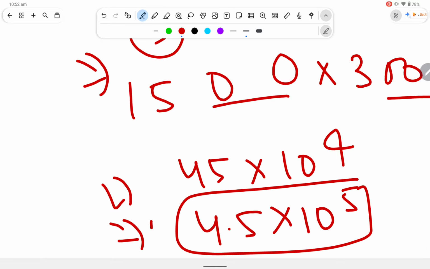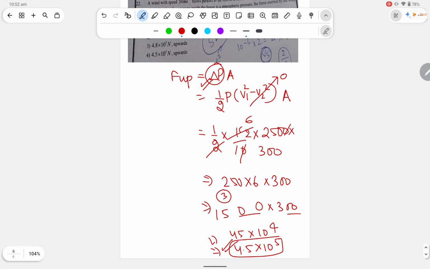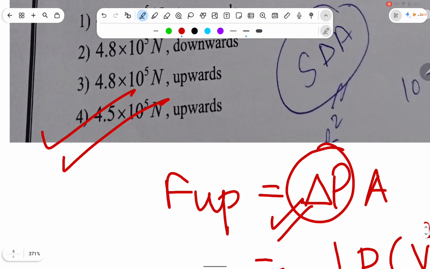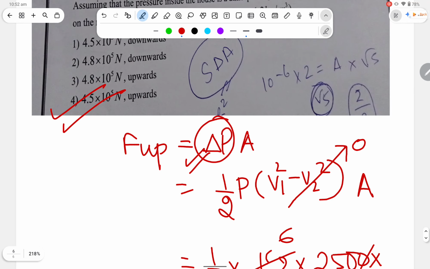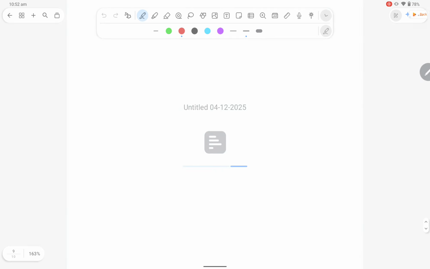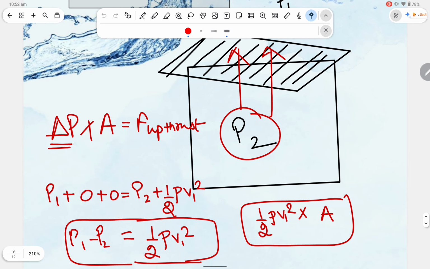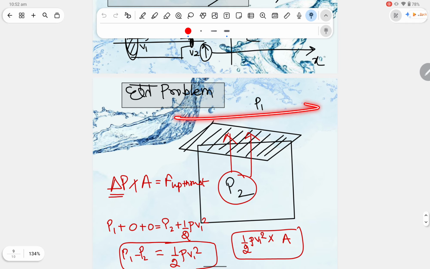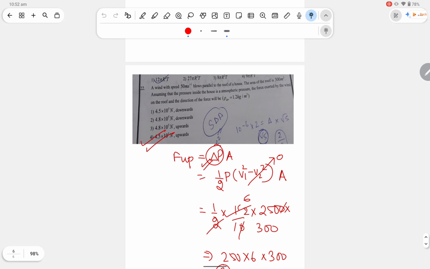But the question is, what will be the direction? Of course it would be in the upward direction, because the force exerted by the wind on the roof would be in the upward direction. Because the pressure inside the room is more than the pressure outside. So because of the blowing wind, the force would be in the upward direction. I think the answer would be option D.